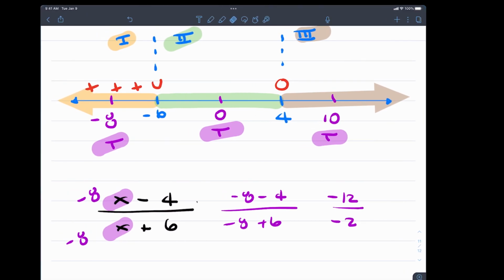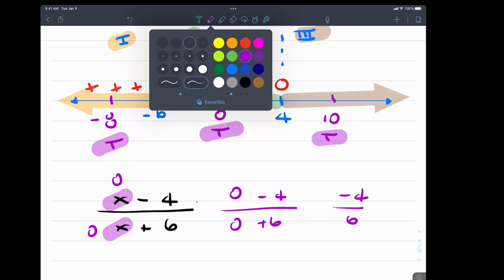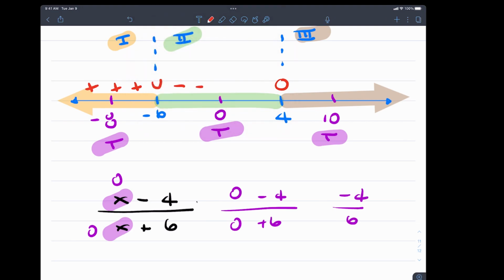Let's test 0. Plug in your what? 0. 0 minus 4 over 0 plus 6. Isn't that negative 4? Isn't that 6? Negative over a positive gives you a nice what? Negative.